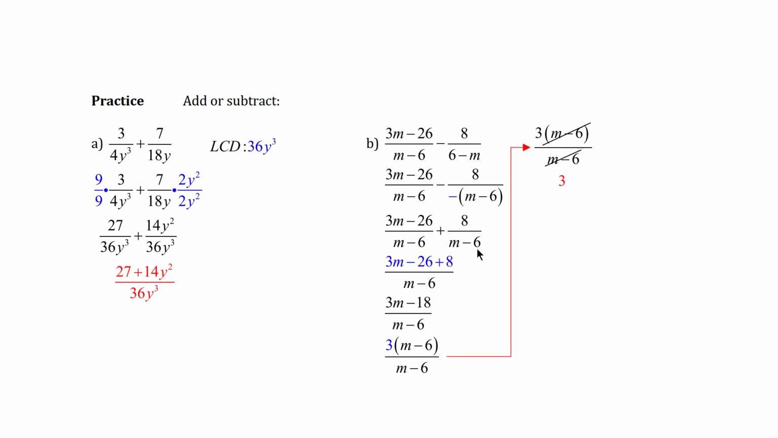Next, we could combine everything under one fraction. We get 3m minus 26 plus 8 divided by m minus 6. Simplifying the numerator, we combine the negative 26 and the plus 8 to get negative 18. The result is 3m minus 18 divided by m minus 6. Next, we could factor out a common factor of 3 from the 3m minus 18. The result is 3 times the parentheses m minus 6 divided by m minus 6. Next, we cancel out the common factors of m minus 6. We get our final answer is just 3.